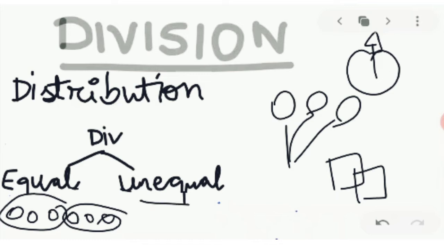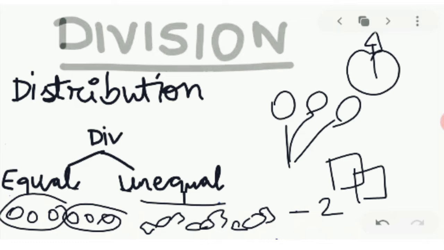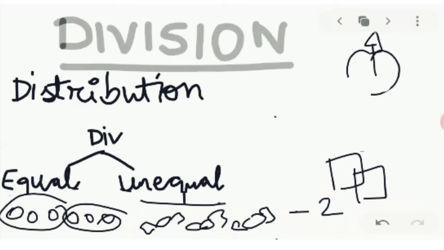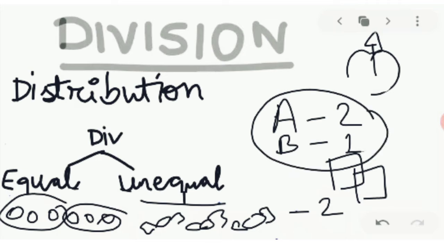In unequal distribution, equal things do not go to everybody. For example, you have 3 toffees and they need to be distributed among 2 people. So what can be done? For unequal distribution, it is possible that person A gets 2 toffees and person B gets 1 toffee. So this is unequal distribution.